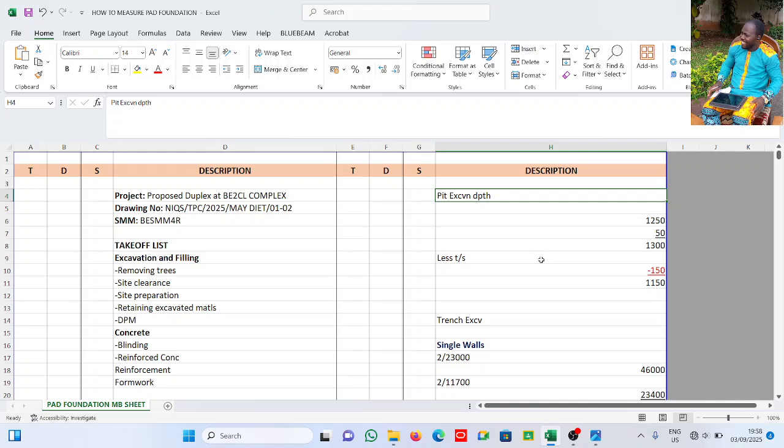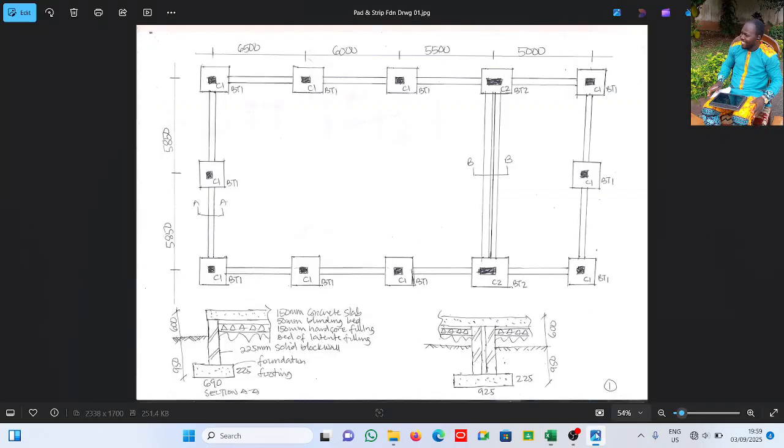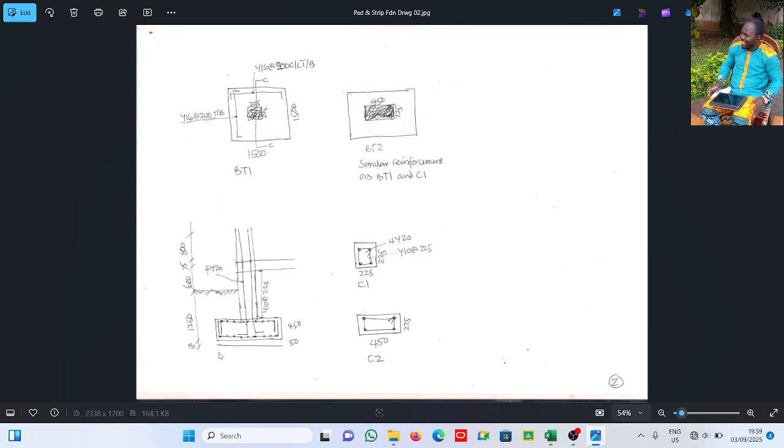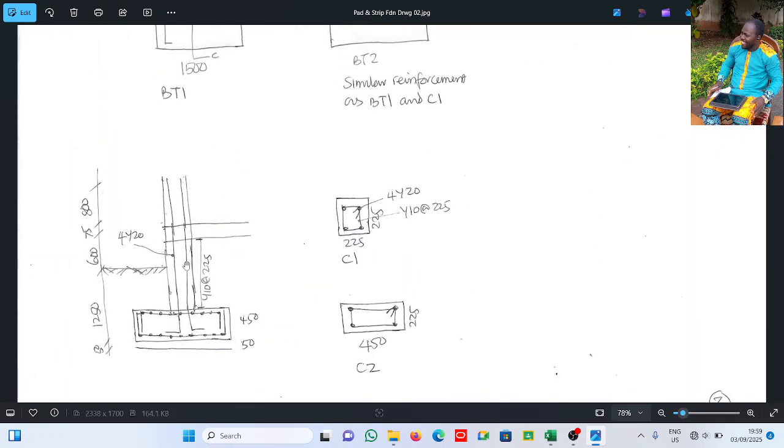Now, pit excavation, one thing we need is the depth. What's the depth of the pit? Now let us go over here. This is the pit. This is the detail for the column base excavation. If you see this scattered line here, it shows ground level, the natural ground level. Every other thing here is above the ground.